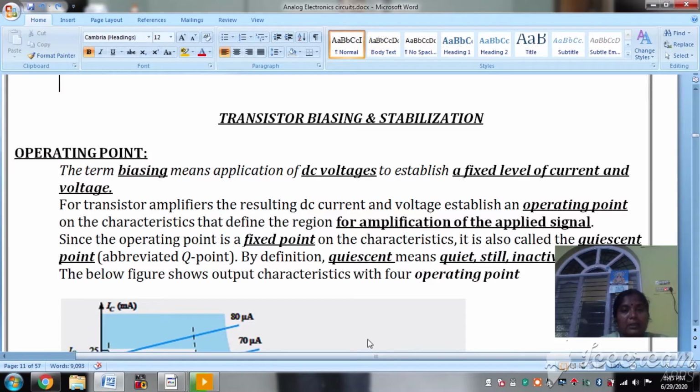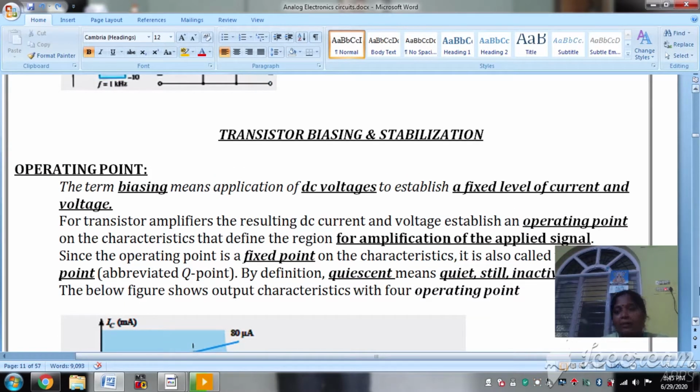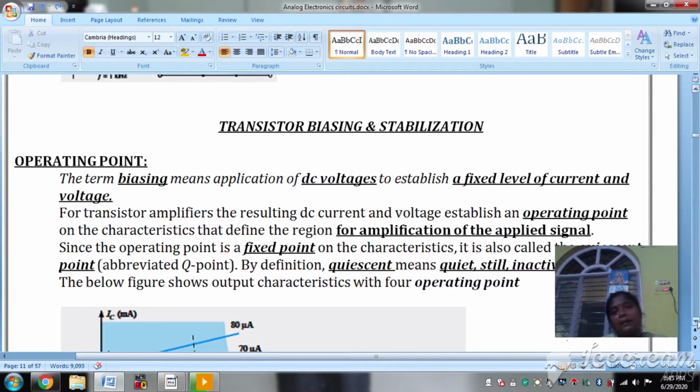Today we are going to discuss transistor biasing. This is a very important topic, so listen carefully. Transistor biasing and stabilization. If you give input to the transistor without biasing, the transistor won't work. You have to bias the transistor, that is, you have to give the VCC supply. VCC supply is nothing but your biasing. Without biasing, the transistor won't work. So here, first we will discuss the operating point.